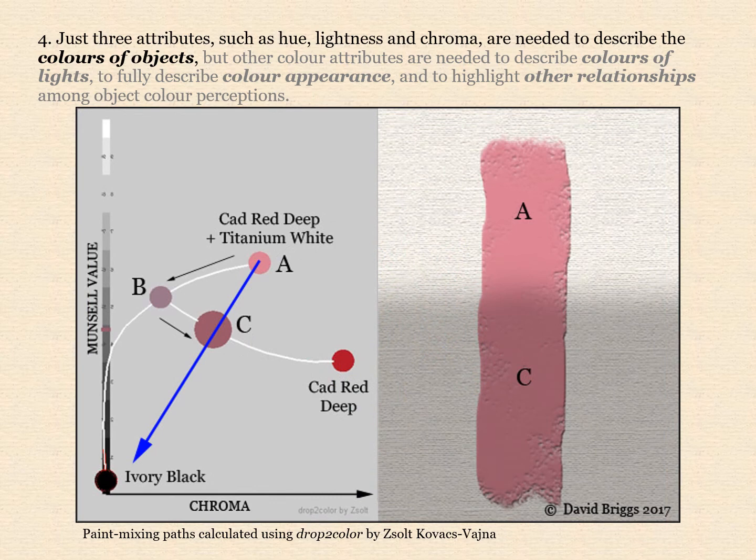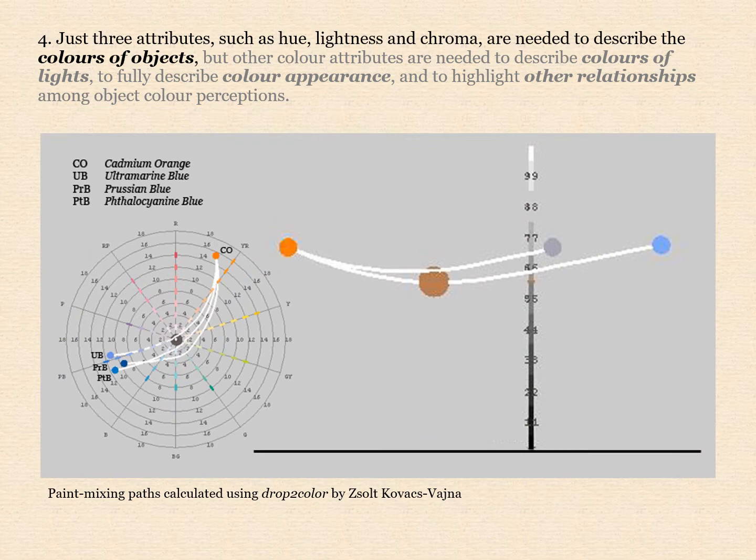I'm just going to click through these next teaching slides as examples of how it's useful to think of paint mixing as following paths through a three-dimensional space. If you're interested, you'll find some of these examples on my website.